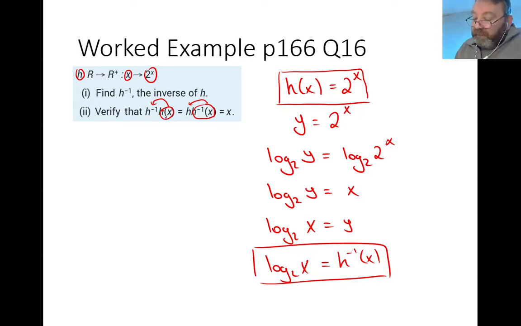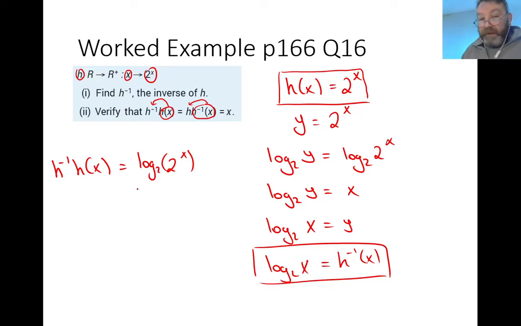Okay, what does the first thing tell me to do? The first thing tells me to take h of x and bring it into the inverse. So in other words, bring 2 to the power of x into this one here. Okay, so h minus 1 of h of x. What am I going to do? Take h of x into h minus 1. So we're going to put 2 to the power of x, which is h of x, into log to the base 2. And what happens there? The log has base 2, the index has base 2, so they will cancel. See that? They'll cancel, leaving you with x.